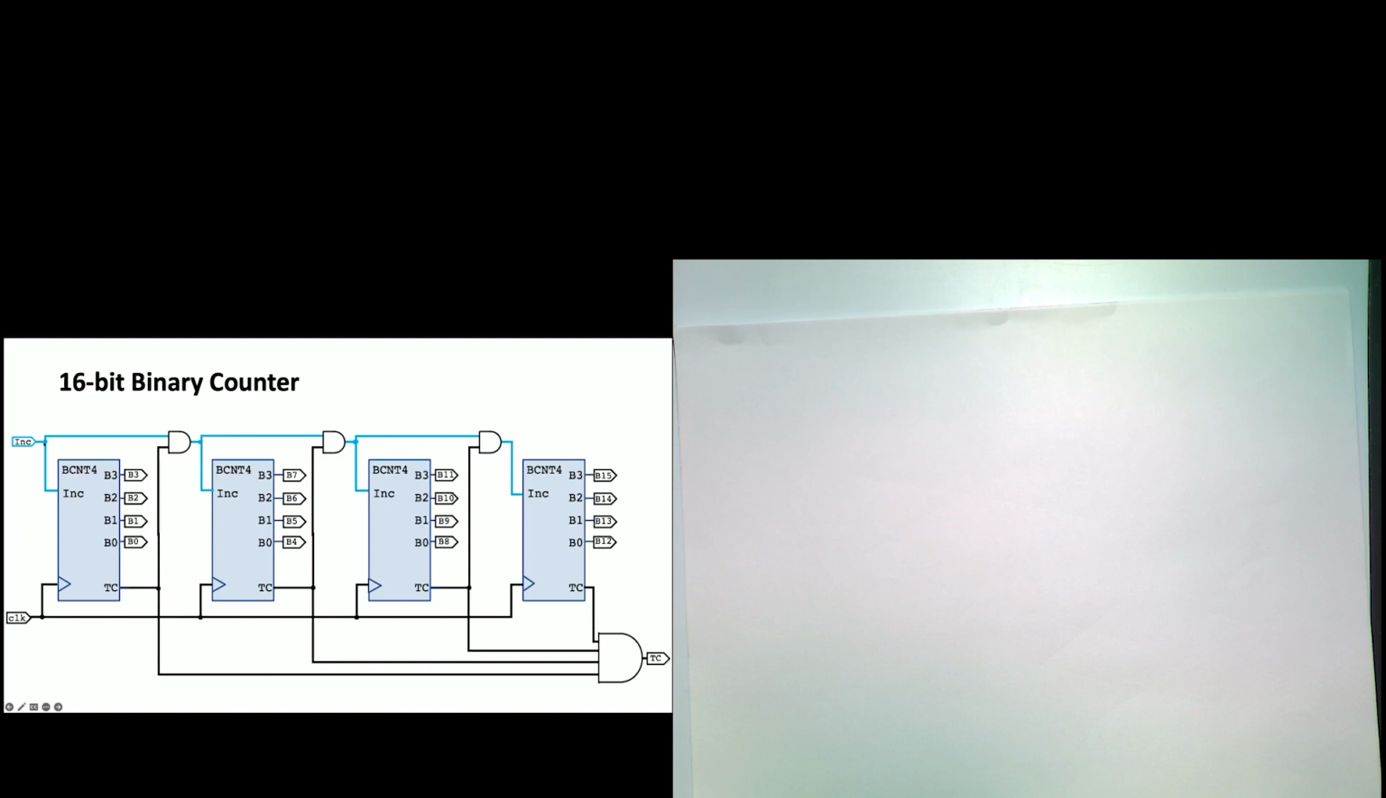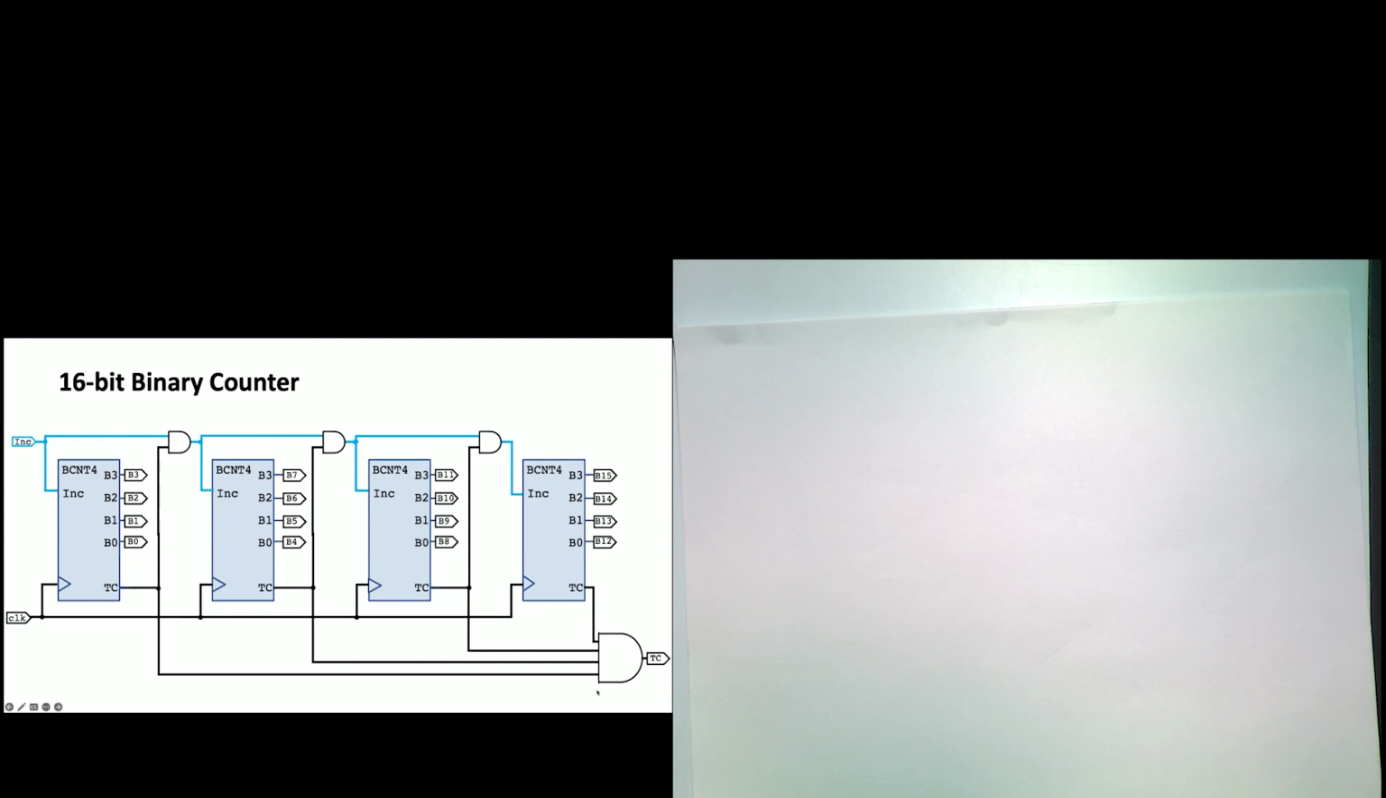And now I only have a path of 4 AND gates, and only 4 to the final TC. So inside each one of these counters is a 4-input AND gate. So basically I have a tree. What we've done is we've taken the 16 bits, broken them up into groups of 4, and then each one feeds their output to the final TC.